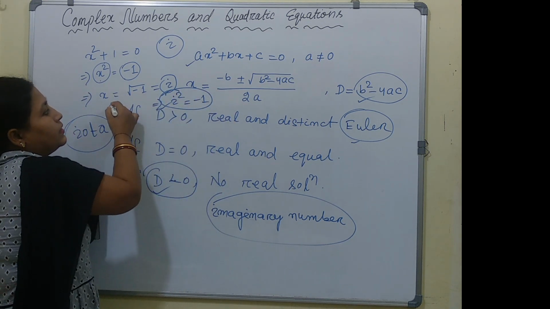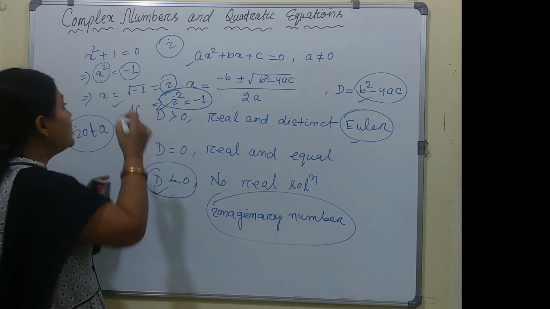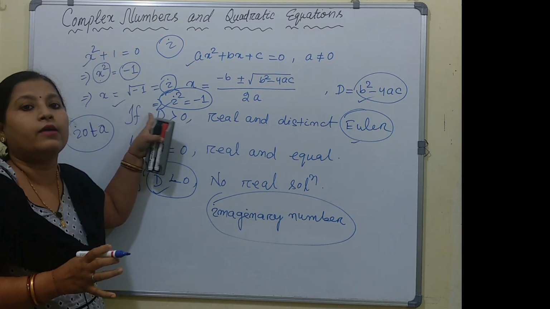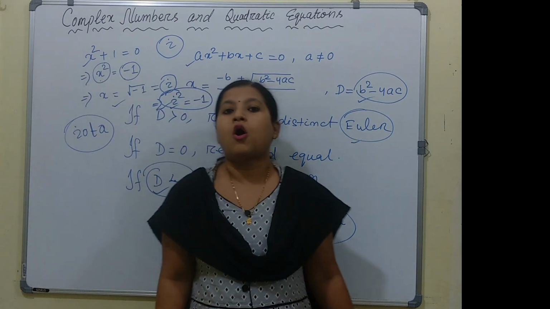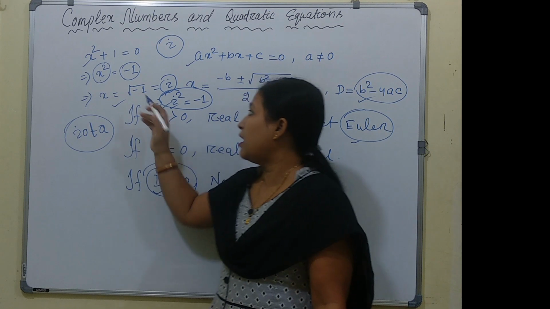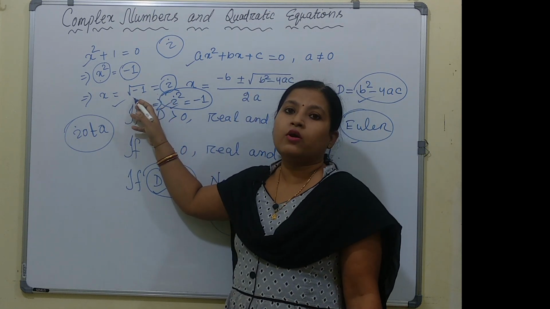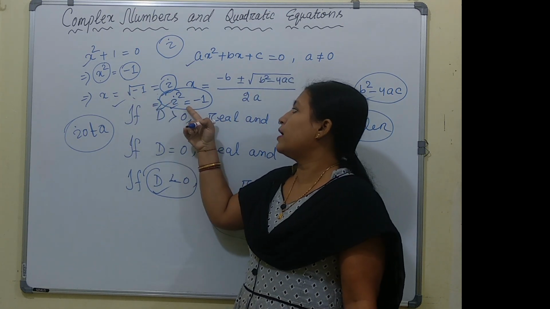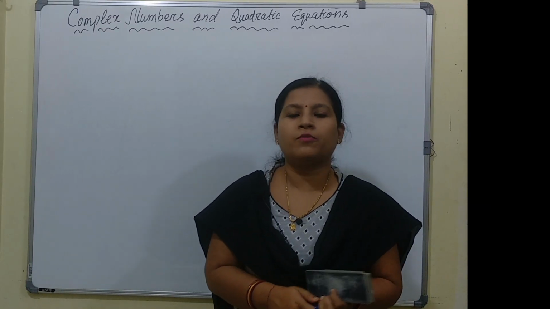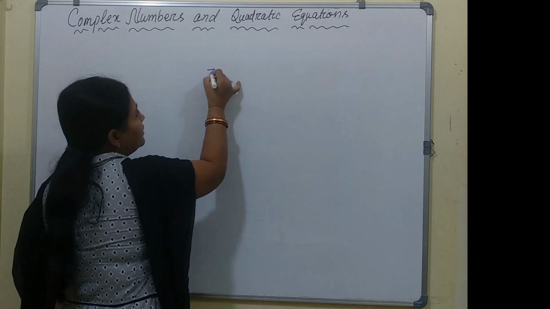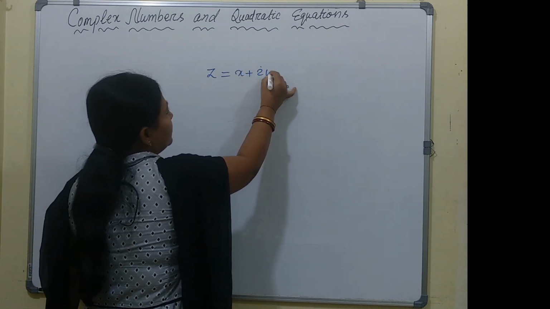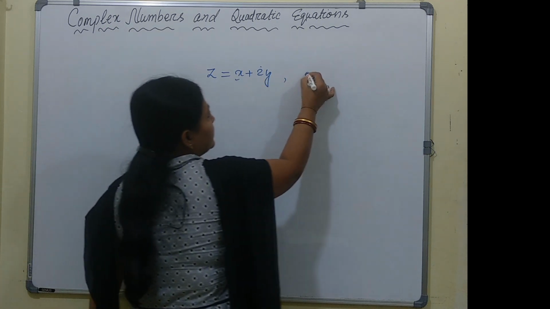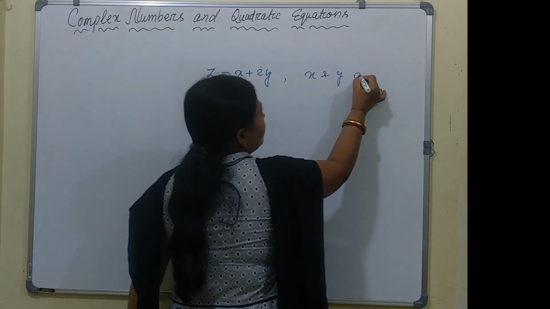To solve this type of equation and similar equations, we will use the complex number or imaginary number. So the value of i is √(−1) and i² is equal to −1. A complex number is generally denoted by z. If z = x + iy, here x and y are real numbers.